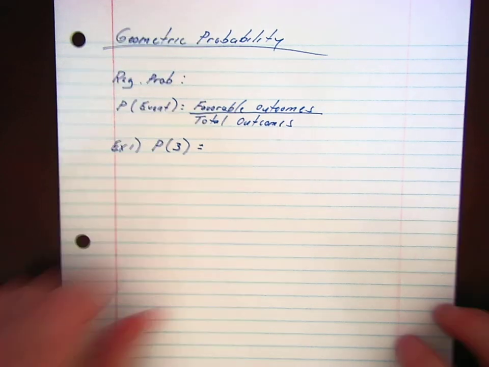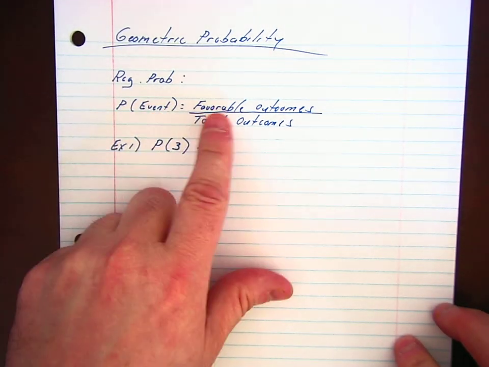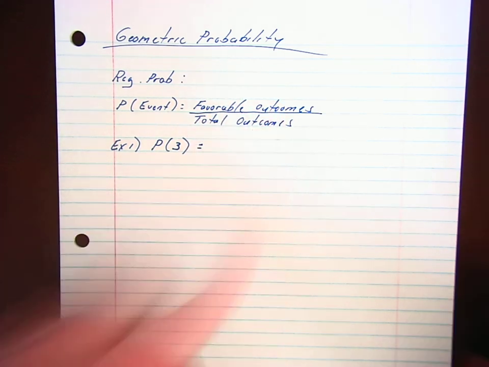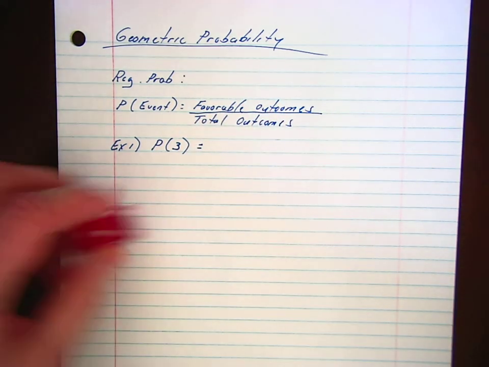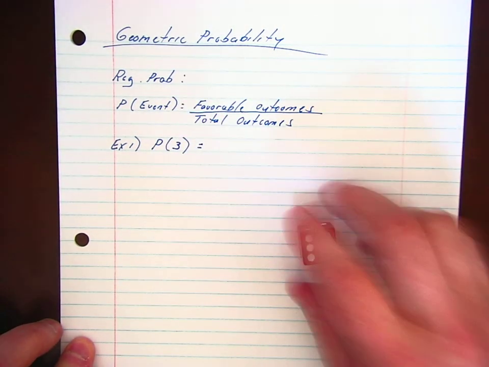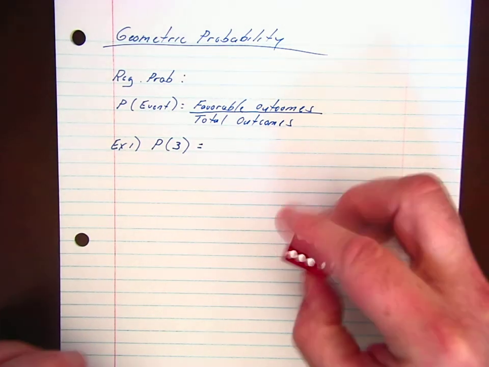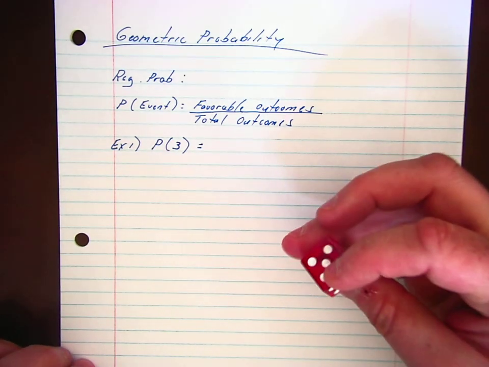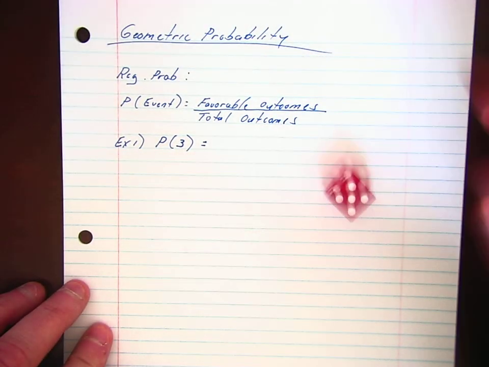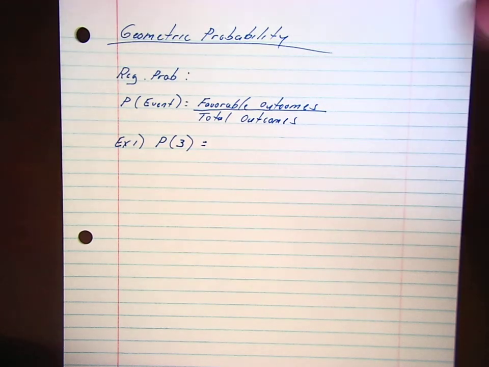If you want to find the probability of an event happening, you take what's called favorable outcomes and put it over total outcomes, and that gives you the probability. So in this case, if I had a standard die, you all know a cube is a die, there's a 1, a 2, a 3, a 4, a 5, and a 6 on it. I can use this die to find the probability of rolling pretty much anything I want.